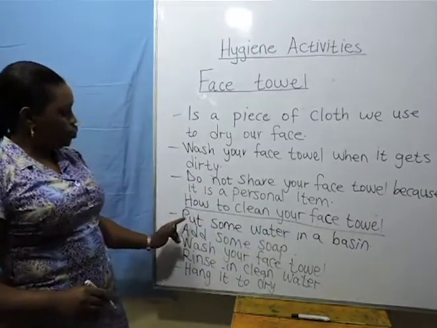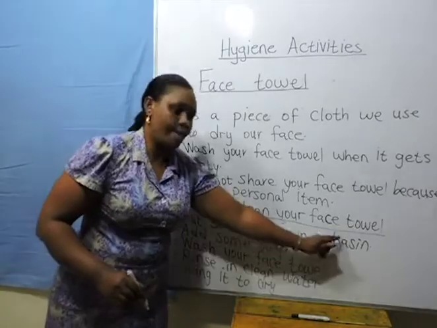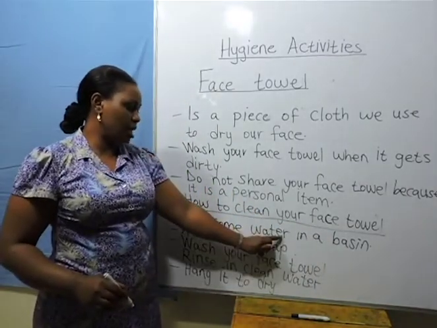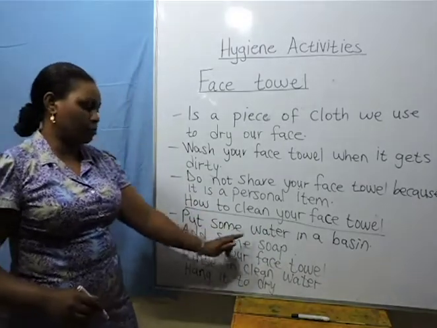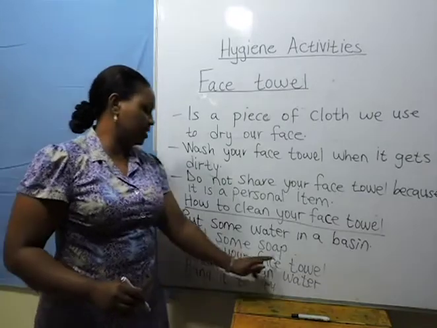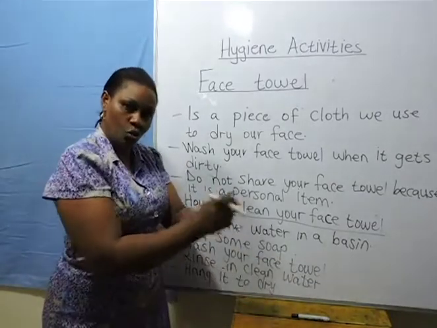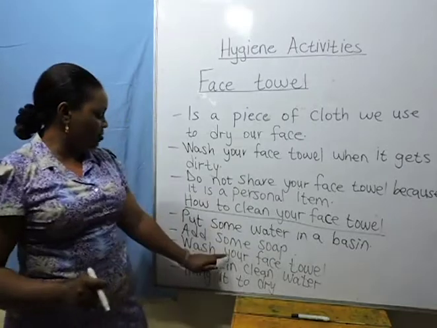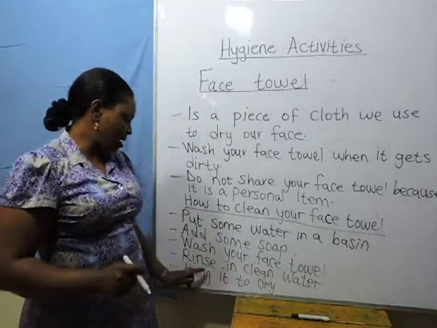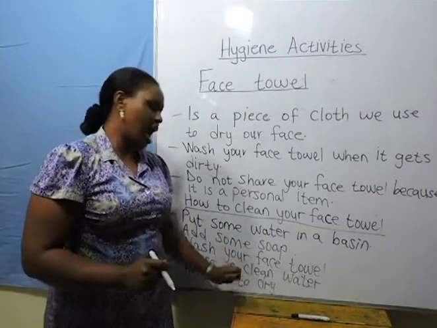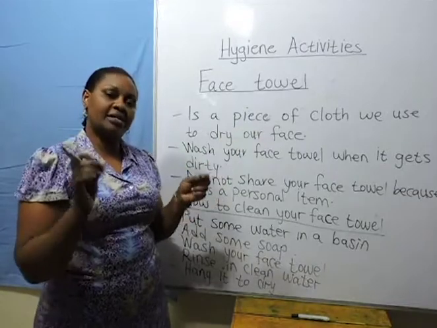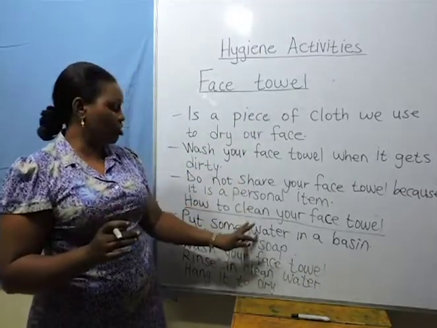The first step, you put some clean water in a basin. After putting some clean water in a basin, you add some soap. In that water, you add some soap. Then wash your face towel. You wash your face towel nicely. Then after washing your face towel, you rinse in clean water. Make sure you rinse your towel in clean water. After rinsing, you hang it to dry. Those are the steps you're supposed to follow when washing your face towel.